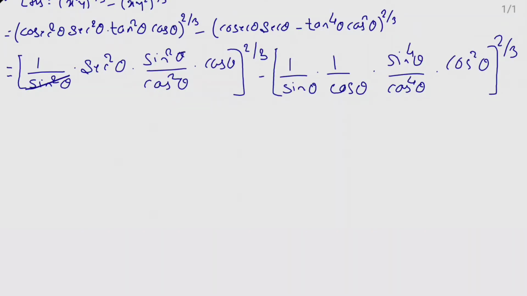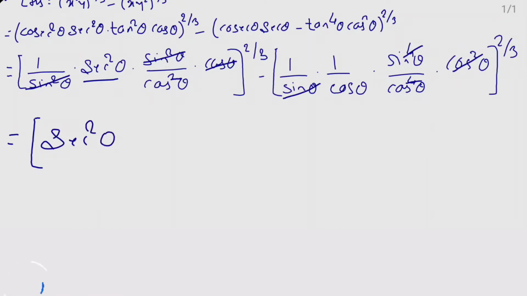And now here sin square theta get cancelled, and here cos and in this cos square 1 cos get cancelled, and similarly here also cos square and in cos raised to 4 2 cos get cancelled, and here sin and in a sin raised to 4 here 1 sin get cancelled. So now write down remaining term here.